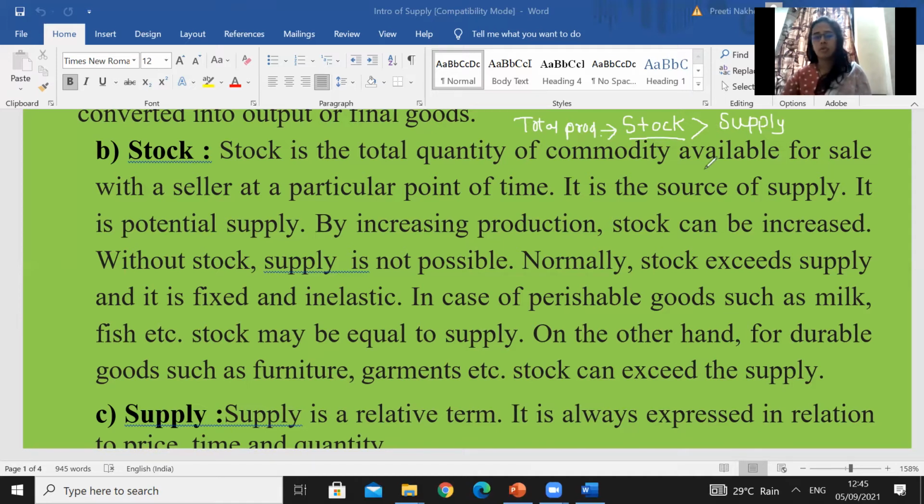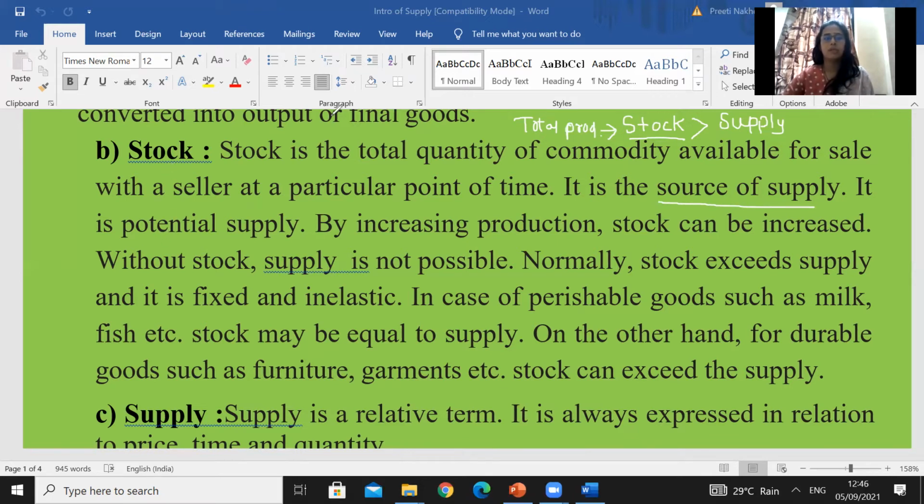So remember students, first there should be total production. If production takes place properly, then only they can make a stock of those goods. And if there is a proper stock, then only they are able to supply the goods. So production, then comes stock, and from stock we can supply the goods. Stock is the total quantity of commodity available for sale with a seller at a particular point of time. It is the source of supply. Why do they say source of supply? Because if there is stock, then only you are able to supply the commodities.